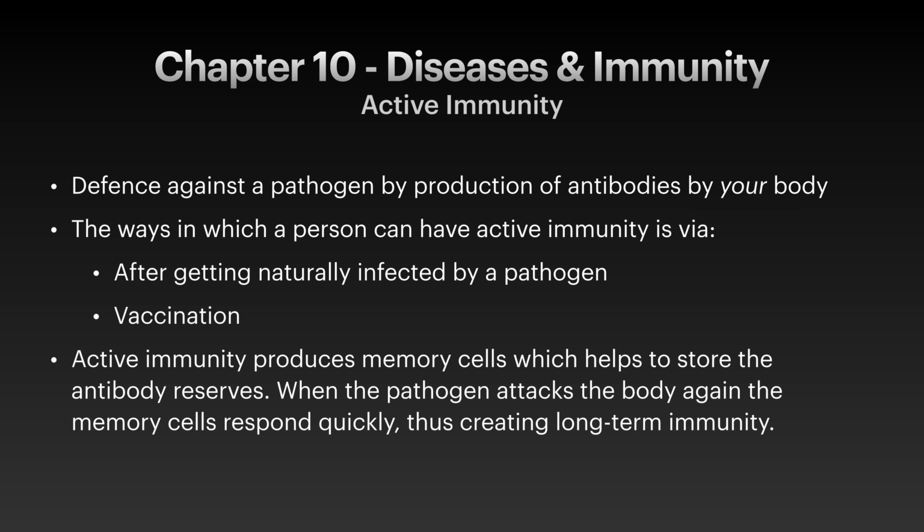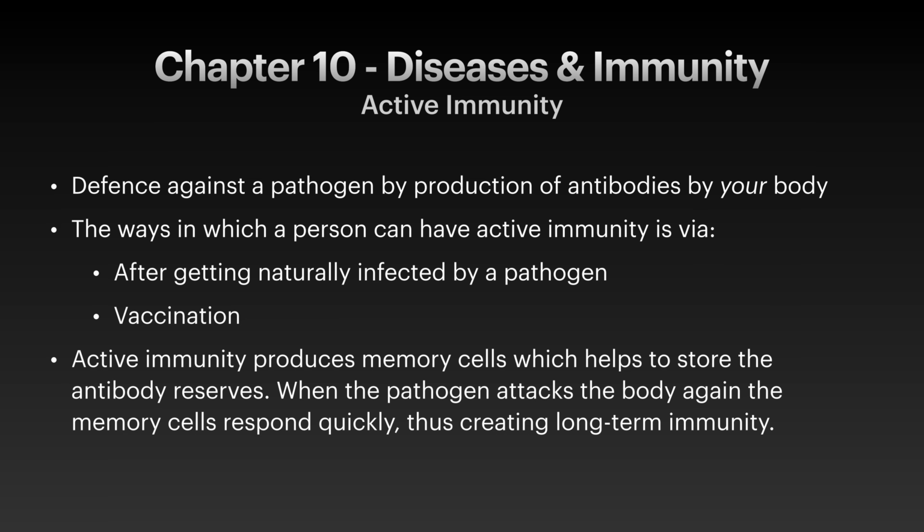The first way is natural active immunity, that is, after you get naturally infected by the pathogen itself. When you are infected with a pathogen, the lymphocytes detect the pathogen's antigens. They produce specific antibodies, and the pathogen is destroyed. But crucially, some lymphocytes remain as memory cells to provide long-term immunity. Memory cells stay in the body for many years, sometimes for life.